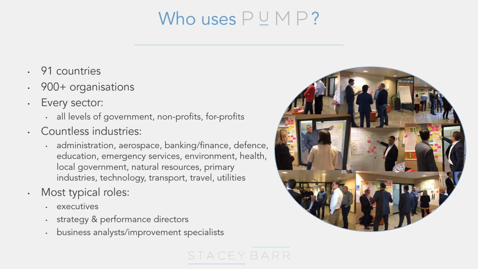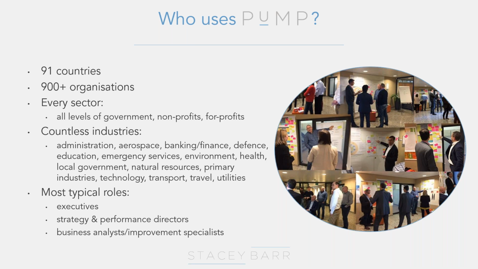The people that directly do come to us for learning or help with PuMP are mostly in one of three roles: a senior executive or CEO, the head of strategy or performance for the organization, and others who work directly with the measurement process, like data scientists, business analysts, improvement specialists. The rest are mostly managers and their team members who want to measure their impact better.